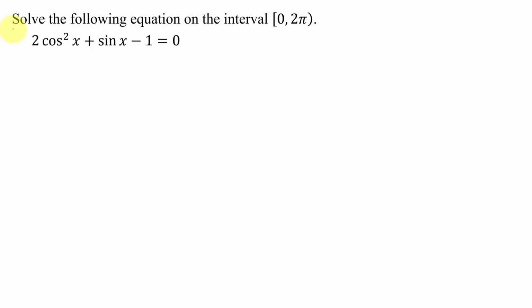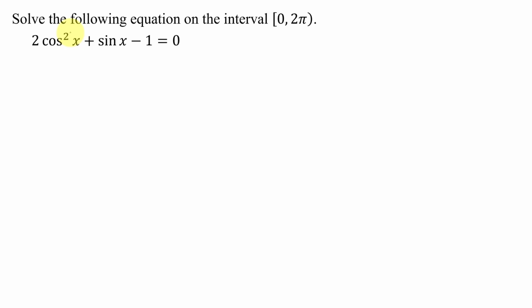In this example, I need to solve the following equation on the interval 0 to 2 pi. The equation is 2 cosine squared x plus sine x minus 1 equals 0. Well, what type of equation is this? It has trig functions in it, so it's a trigonometric equation, and the highest exponent on any of the trig functions is a 2, so it's a quadratic trigonometric equation.